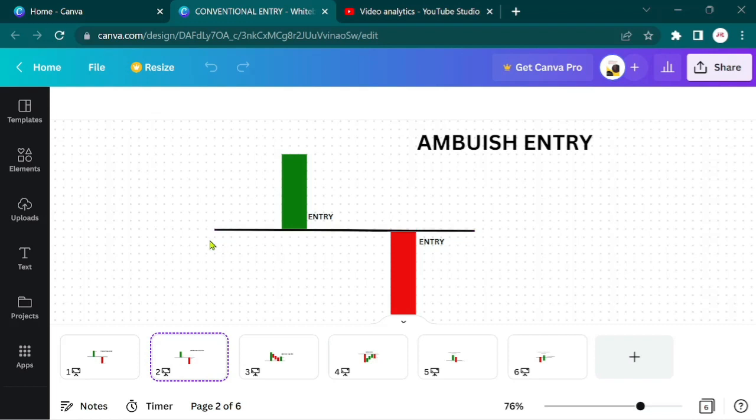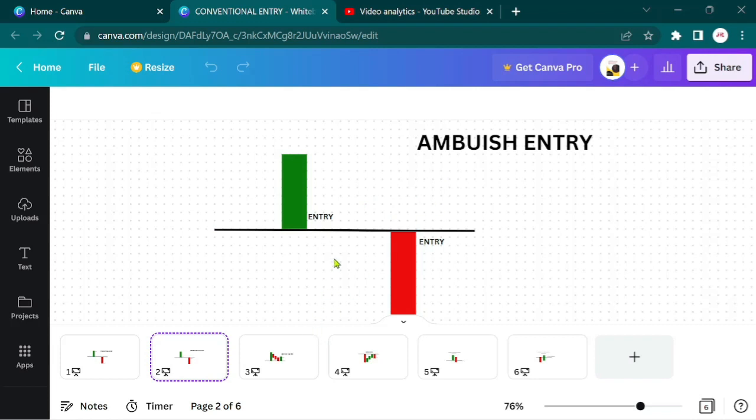If they see a breakout here, immediately when the candle crosses this line, they will take the entry. The candle may go here and it may come back here, but before that happens, they will close the trade. But what is the negative of this ambush entry? The negative of the ambush entry is that mostly the stop loss will be hit. Most often the stop loss will be hit, even though it is a small stop loss. This is the negative side of ambush entry.